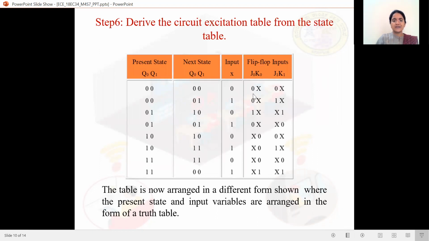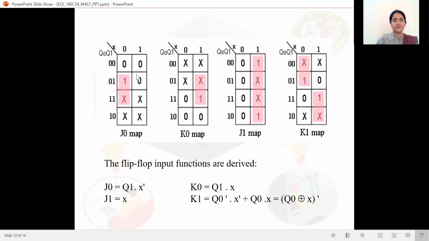For the J0, what is the output? 0, 0, 1, 0, x, x, x, x. Here the input variables are Q0, Q1, x. And here, after the simplification of this K-map, we will get the simplified term as Q1 x bar. Here we are getting Q1 X bar. Here we are grouping these two and we are getting this expression.